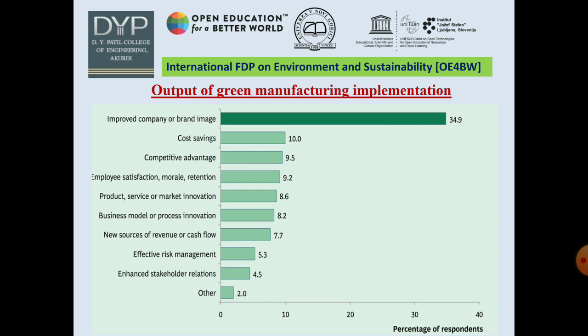So this is one case study. This is one survey which shows the impact of green manufacturing implementation on various aspects of industries: it improves brand image by 34.9%, improves cost saving by 10%, competitive advantage by 9.5%, employee satisfaction and morale by 9.2%, effective risk management by 5.3%, and many more. So this is the impact of the implementation of green manufacturing on industry.